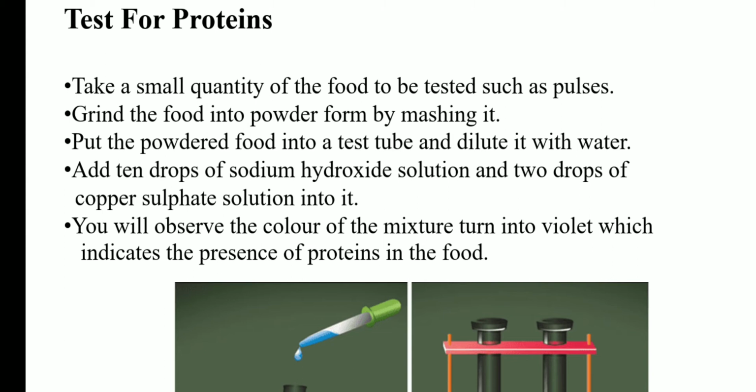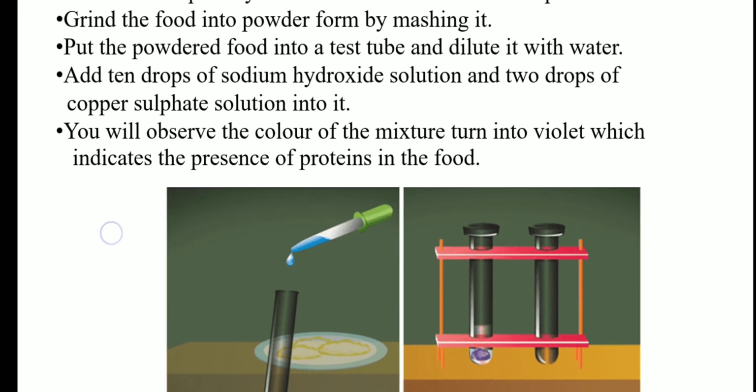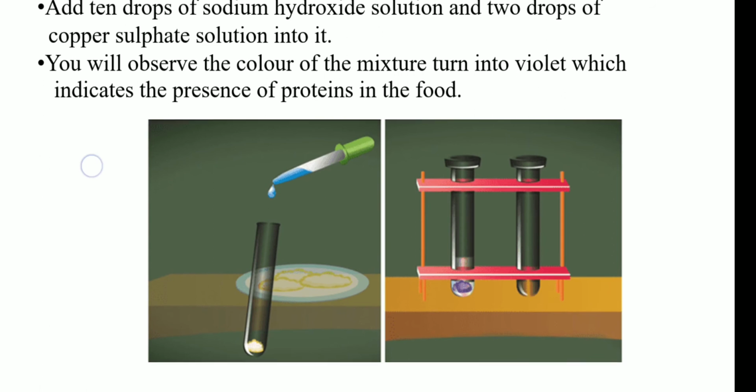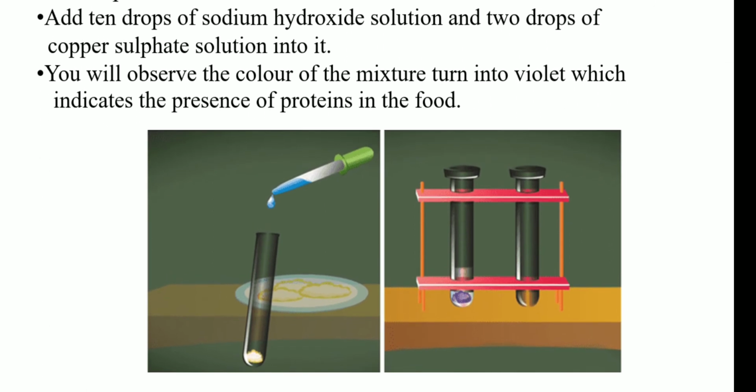Take this powdered food into a test tube and dilute it with water. Then you have to add 2 drops of copper sulfate solution and 10 drops of sodium hydroxide solution. After some time, you will observe the color of the mixture turns violet, which indicates the presence of proteins in the pulses.